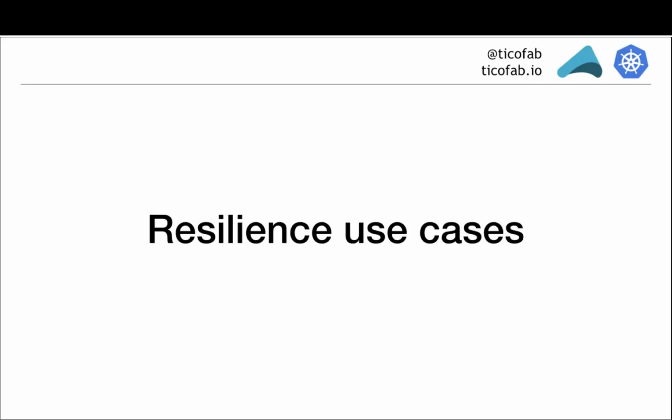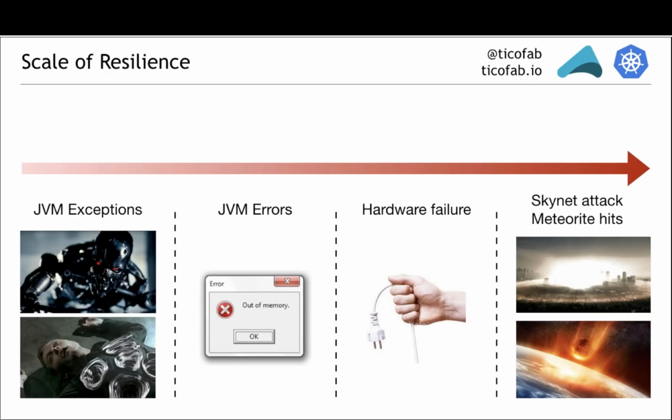We have seen how both Akka and Kubernetes deal with resilience, and with that given, we can try and draw a scale of resilience. So let's say on the left side of this picture, we'll have local JVM exceptions. Those are our two friends from earlier. And then as we move towards the right, we get more and more tragedy happening. So we have JVM errors, like an out-of-memory error or a stack overflow. And then we'll have hardware failure. And then on the extreme right, we really have some dramatic things happening, such as a meteorite hitting, or one day Skynet will attack.